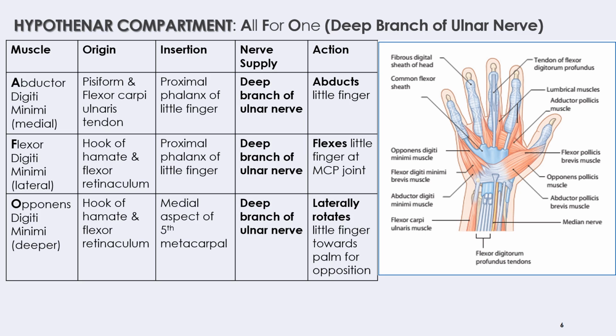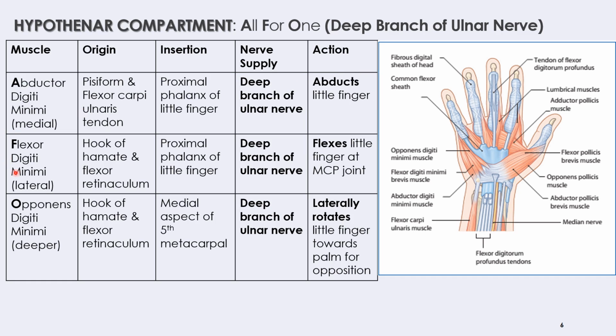So let's start with the abductor digiti minimi. The abductor digiti minimi is medial, and it originates from the pisiform and the flexor carpi ulnaris tendon. The pisiform is a carpal bone in the hand. So we can see our flexor carpi ulnaris, a muscle here, and this is its tendon, and we have our abductor digiti minimi over here. It inserts at the proximal phalanx of the little finger. It's supplied by the deep branch of the ulnar nerve, and it's used to abduct the little finger. When we say abduct the little finger, this is in the sense that when we're drinking a cup of tea and we put our pinkies out, that's abducting our little finger.